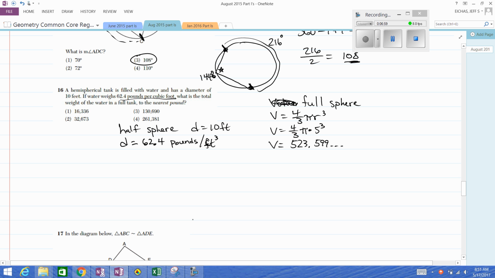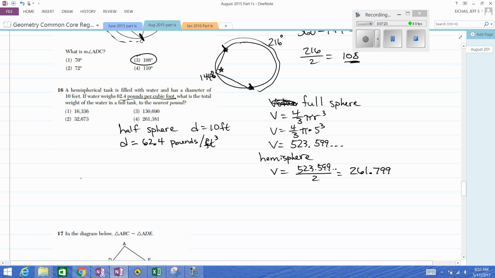And what we'll do is take half of that. So for the hemisphere, your volume is going to be half of that. And that turns out to be 261.799. Okay, so that's the volume, or the space.